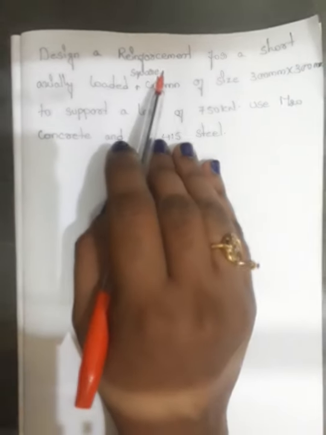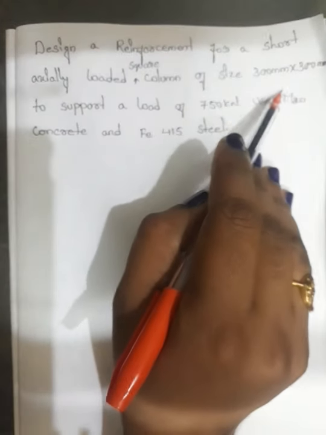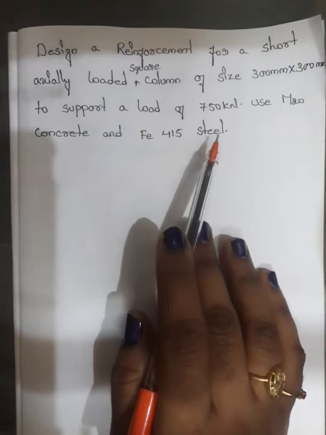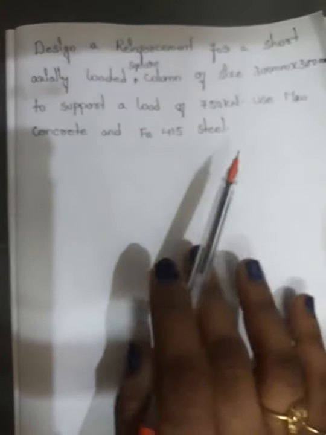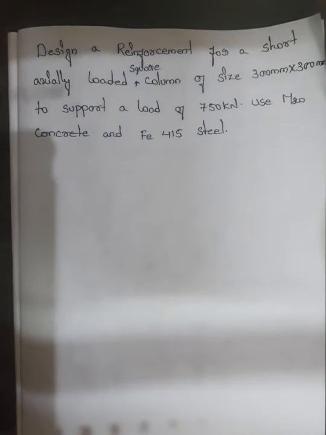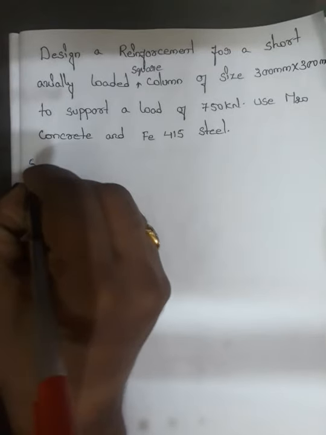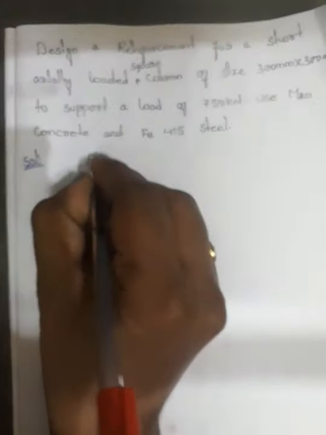Design a reinforcement for a short axially loaded square column of size 300 mm by 300 mm to support a load of 750 kilonewton. Use M20 grade concrete and Fe415 steel. So here M20 grade concrete is given and Fe415 steel is given. So we need to design a complete reinforcement for this square column. So first write the given data. So I am writing the given data. So what is given?